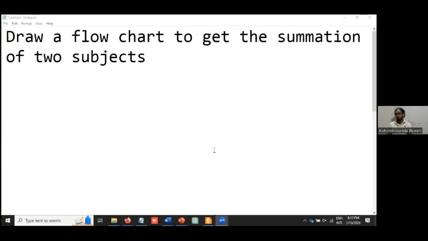A flow chart to get the summations of two subjects. Right. Draw the flow chart to get the summations of two subject marks, right?